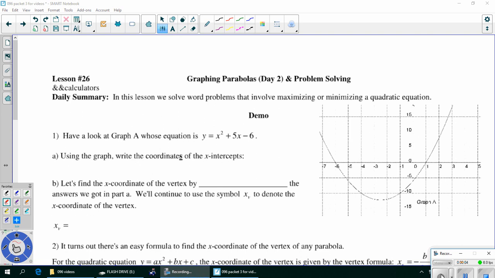Lesson number 26, daily summary. In this lesson, we solve word problems that involve maximizing or minimizing a quadratic equation. Number 1, have a look at graph A, whose equation is y equals x squared plus 5x minus 6.